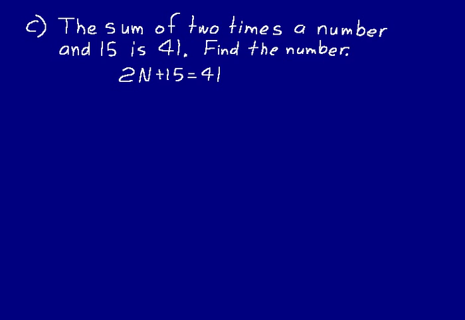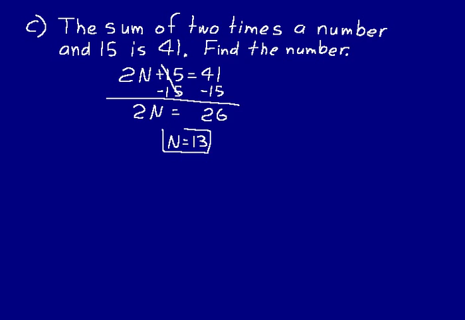Now we need to find the number, so we use our addition rule, add a negative 15 to both sides. And so the 15s cancel on the left, we get 26 on the right. So we'll have 2n is equal to 26. So we're just dividing by 2 here now, and we can just do that in our heads. 26 over 2 would just be 13. n is equal to 13.